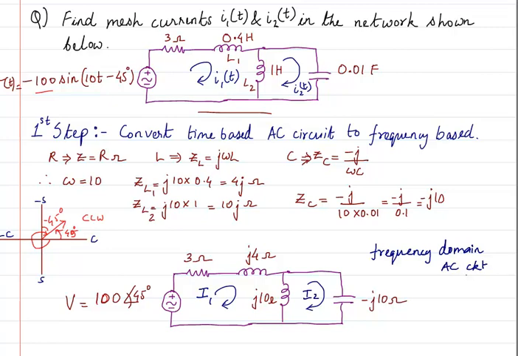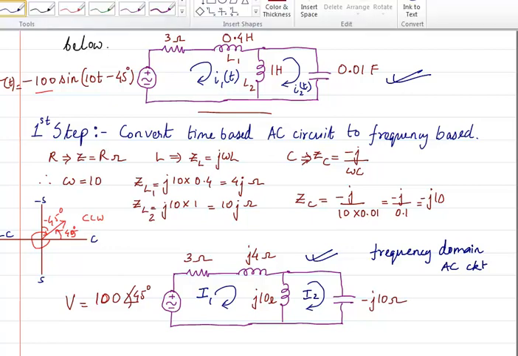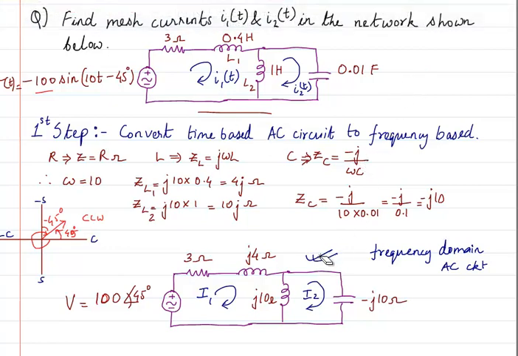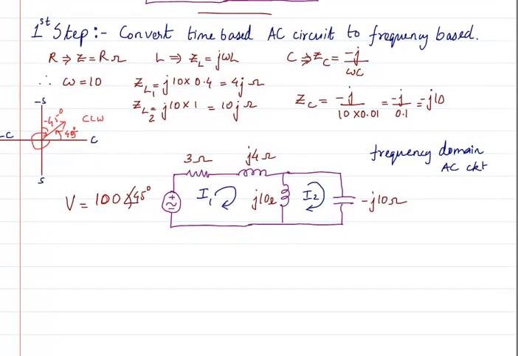Because it's a frequency domain AC circuit, now we can do the calculation. Whatever mesh analysis we have studied, we can do all of that. There is no problem at all. Now in the examination, 80% of the time you are mostly given this circuit directly, so you don't have to go through all the things we have done here for converting it. So 80% of the time mostly the circuit diagram will be given like this.